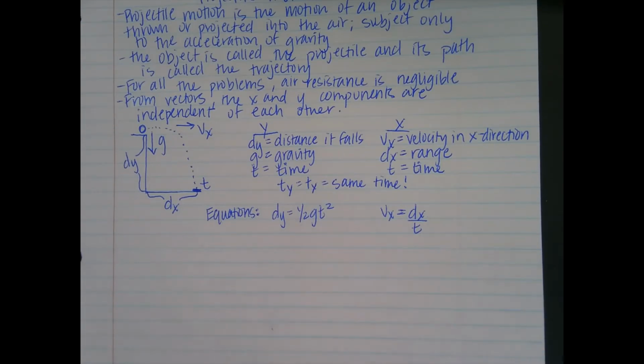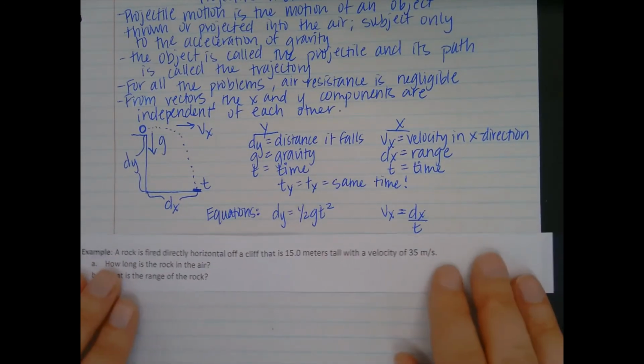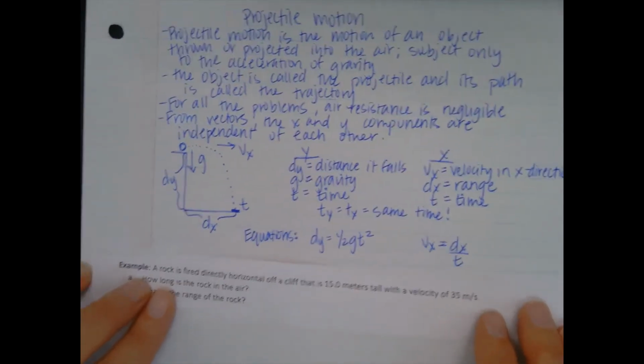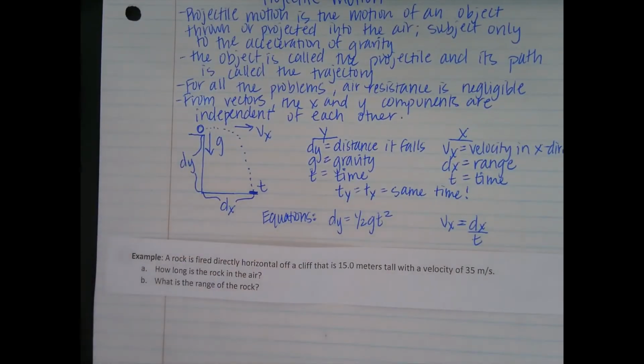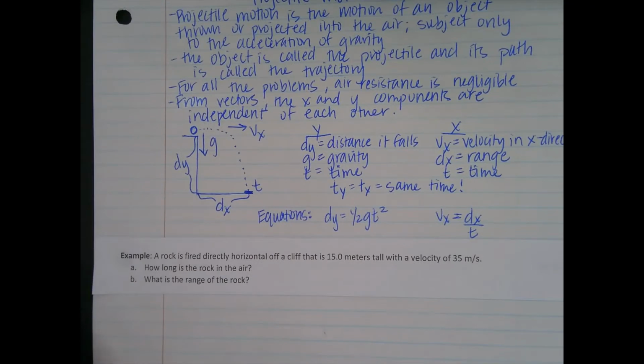Okay, so I'm going to give you an example, and we're going to glue it on this page, and then we're going to solve it together, okay? All right, so let's take a look at this example. A rock is fired directly horizontal off a cliff that is 15 meters tall with a velocity of 35 meters per second, very fast. How long is the rock in the air, and what is the range of the rock?